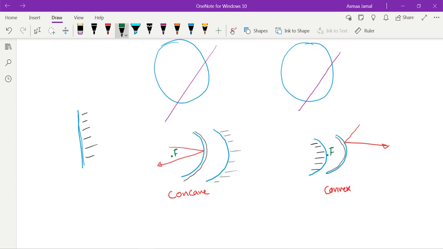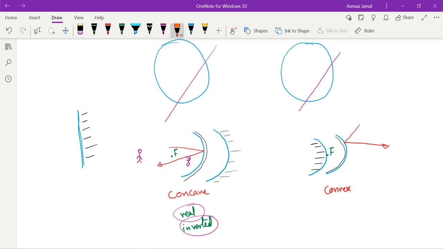Concave mirror gives a real, inverted image if the object is beyond the focus. If it's at a point farther than the focus of that mirror, the image will be real and inverted, like this.